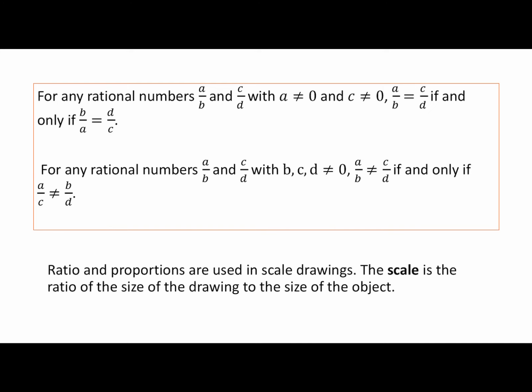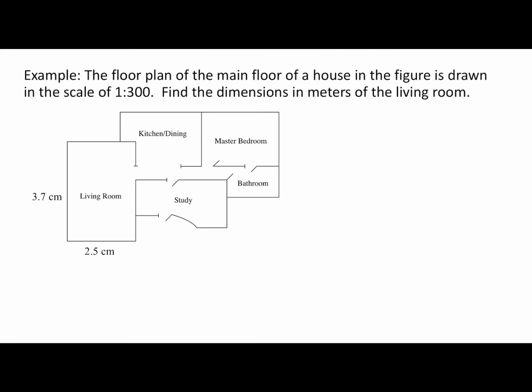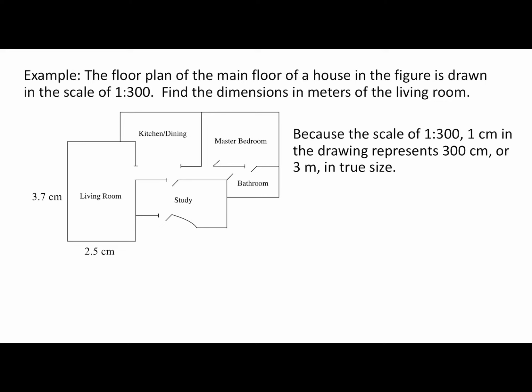Proportions show up a lot in scale drawings. So the scale is your ratio of the size of the drawing to the size of the object. So here's a scale drawing of a floor plan of a house, and it's in the scale of 1 to 300. And we want to find the dimensions in meters of the living room. Okay, so 1 to 300 means that 1 centimeter in my drawing represents 300 centimeters in the house. 300 centimeters is 3 meters, right?